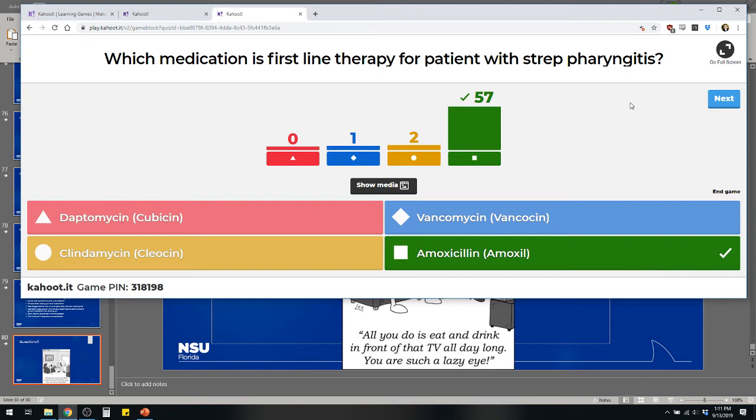But how about clindamycin? Would that work? That would work, actually, right? So that would be a good backup if you had a patient who could not take amoxicillin. That's actually a very good one. And amoxicillin is usually going to be the first line for that.